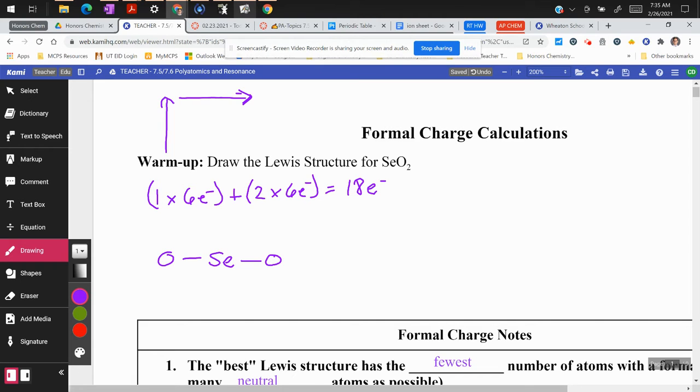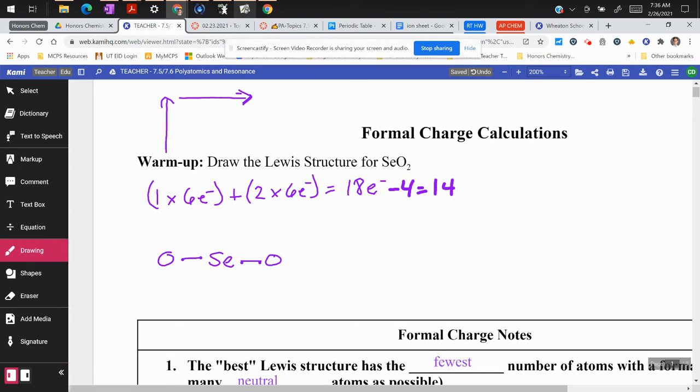I'm going to use a method that does not follow common bonding patterns, but make sure that all atoms have 8 valence electrons at the end of the problem. Currently, I have used 4 of my 18 valence electrons, so I can subtract the 4 that I've used. I have 14 left to work with.